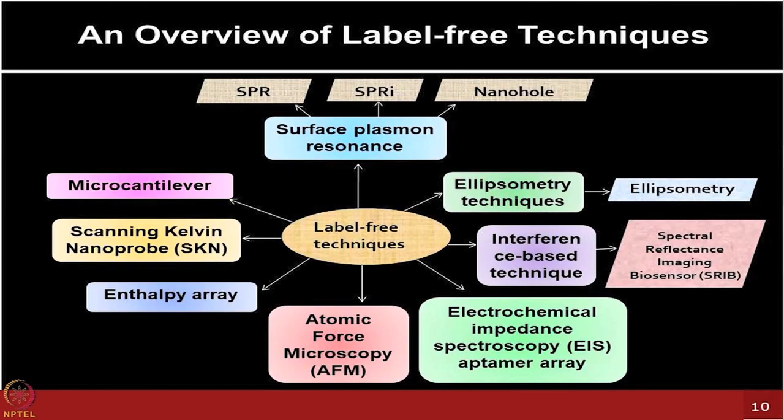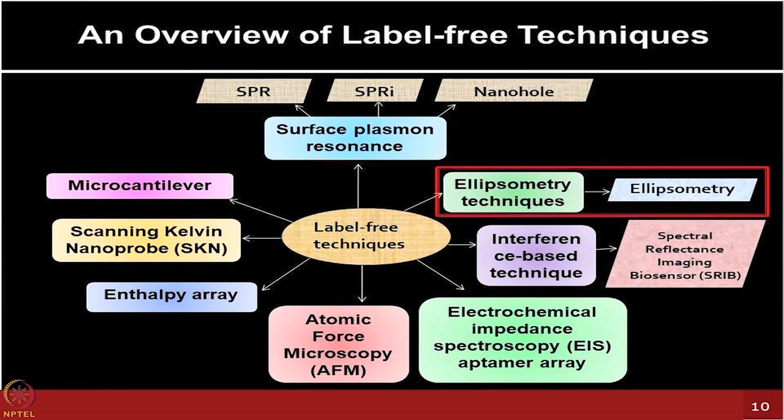These principles could be used to measure molecular interactions. SPR is just one among them, one label-free platform which can give rise to multiple technology platforms, including surface plasmon resonance, which we talked about briefly, surface plasmon resonance imaging, SPRI, or nanohole arrays. All these three depend on one of the principles, which is SPR.